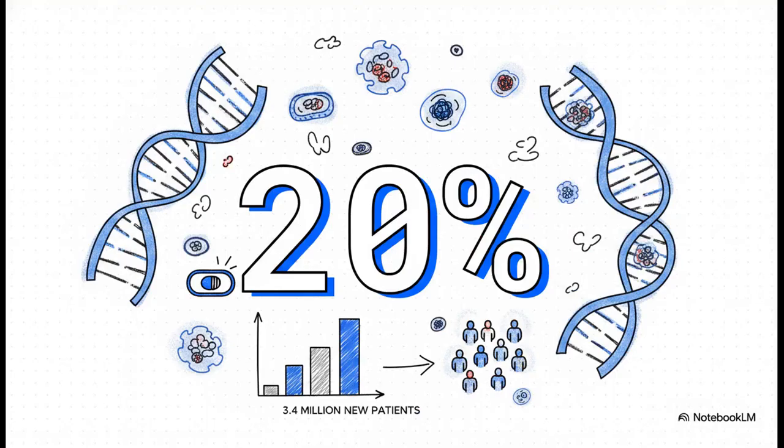And this isn't just some rare, isolated occurrence. Alterations in the RAS family of genes, which is the family this broken switch belongs to, show up in roughly 20% of all human cancers. To put that into perspective, we're talking about an estimated 3.4 million new patients worldwide every single year whose cancer is driven by this exact malfunction. The stakes really couldn't be higher.